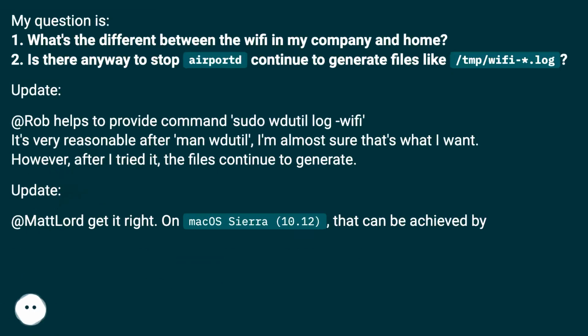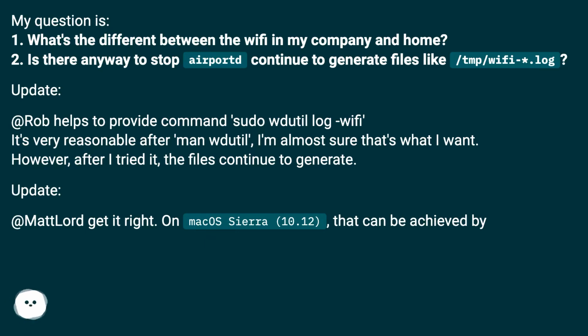My questions are: 1. What's the difference between the Wi-Fi in my company and home? 2. Is there any way to stop airport from continuing to generate files like /tmp/wifi-**log? Update: @Rob helped by providing the command sudo wdutil log wifi. It's very reasonable after reading the man page. I'm almost sure that's what I want. However, after I tried it, the files continue to be generated.